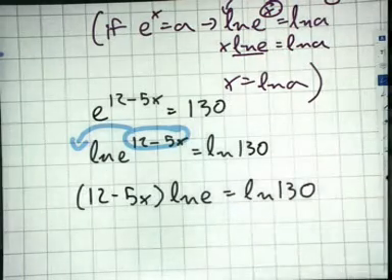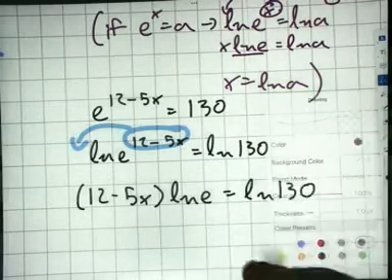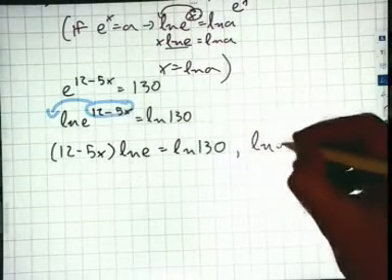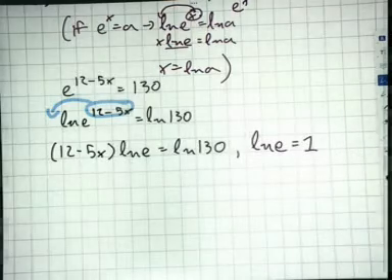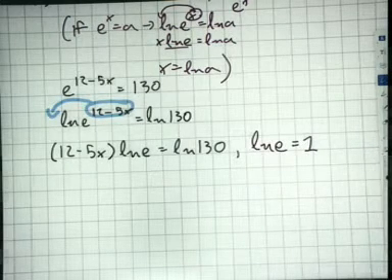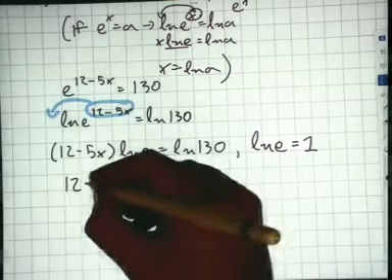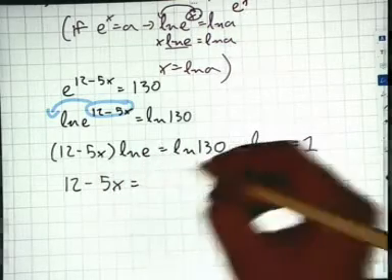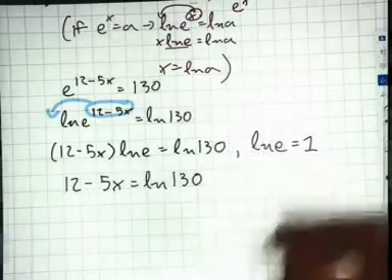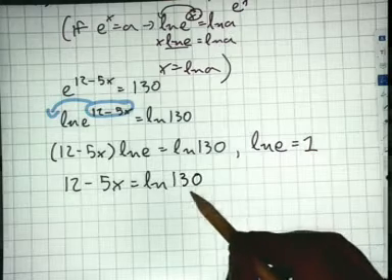Now, again, there is something that you just have to know at this point, which is that the natural log of e is equal to 1. Just got to know that. So that means now we have 12 minus 5x is equal to the natural log of 130. Now this is like a linear equation that we can solve for x.